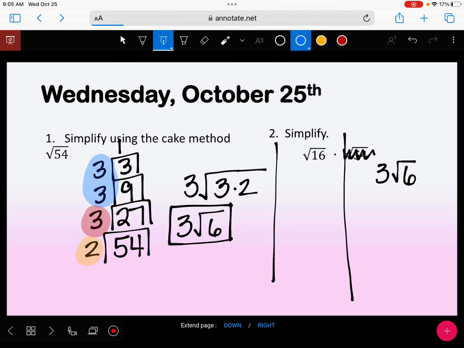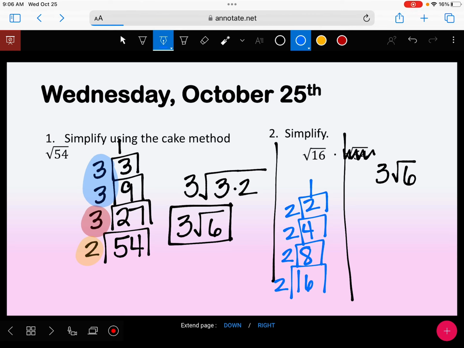So I have 16. We're going to divide that by 2. Keep dividing it by 2 until you get a candle at the top. We could have multiplied 16 by 54 and made a really tall cake, but since we already made our cake for 54, there's no need to make it a second time. So 2 goes into 8 4 times, 2 goes into 4 2 times, and 2 goes into 2 1 time.